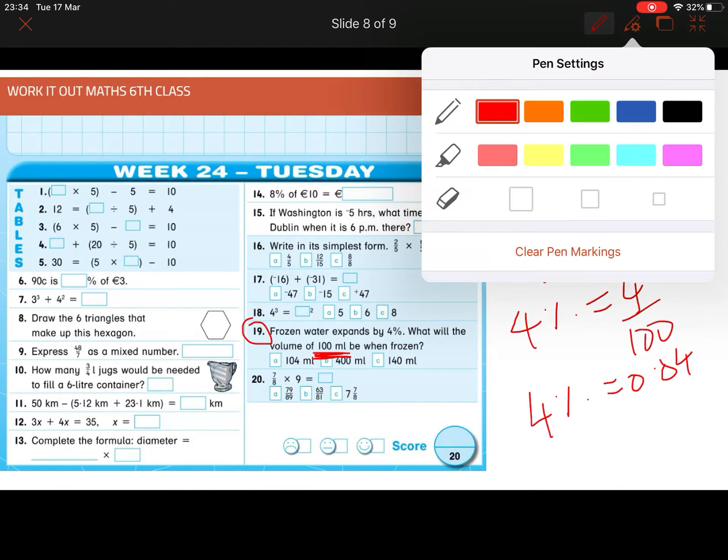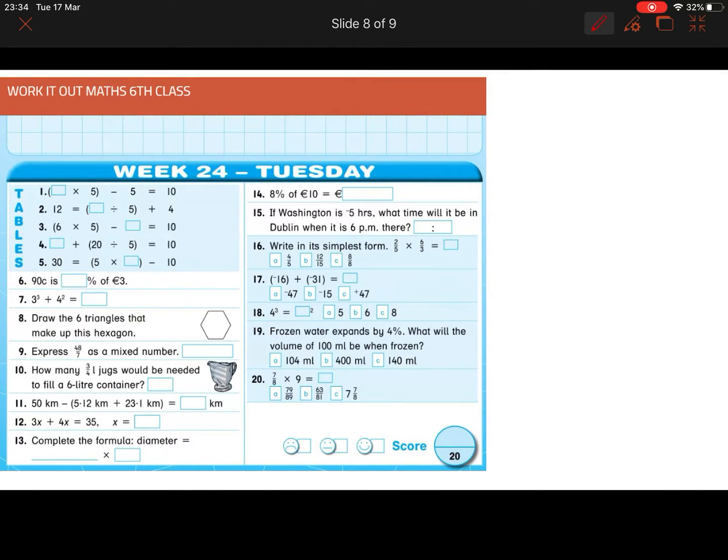And finally on Tuesday's, 7 over 8. When we're multiplying by 9, we need to put that as a fraction, so it's 9 over 1. Okay, and then you can multiply the top two numbers together and then the bottom two numbers.